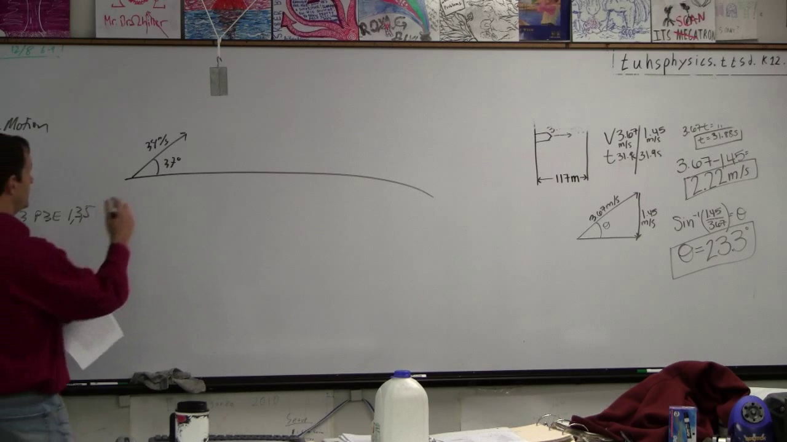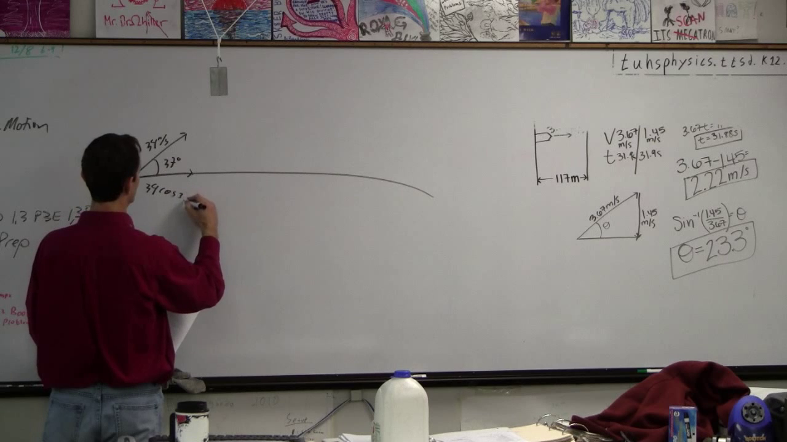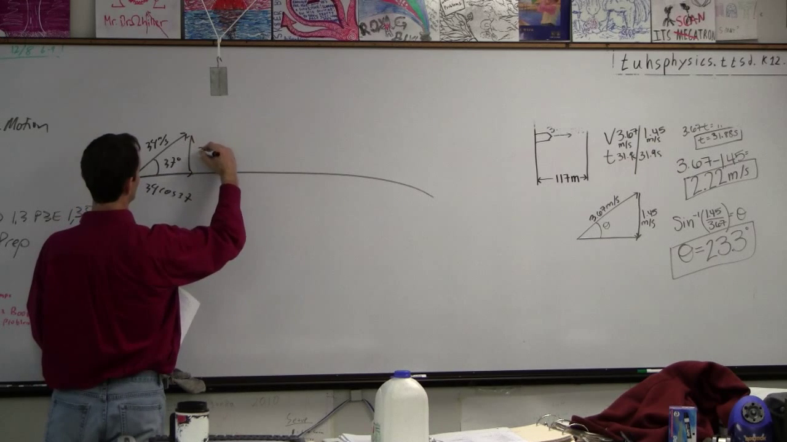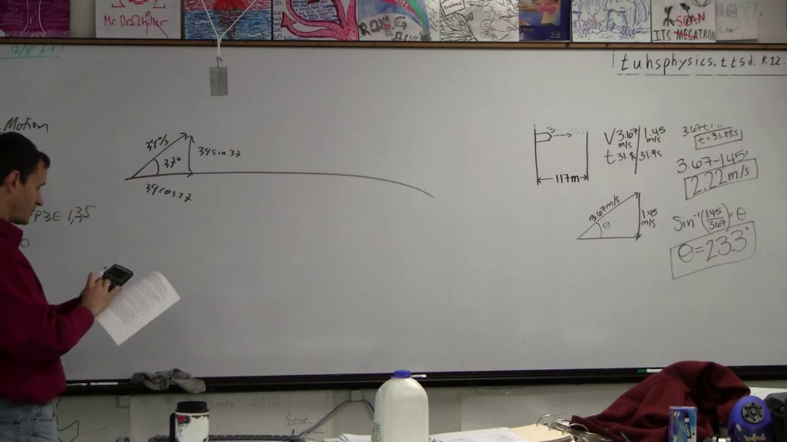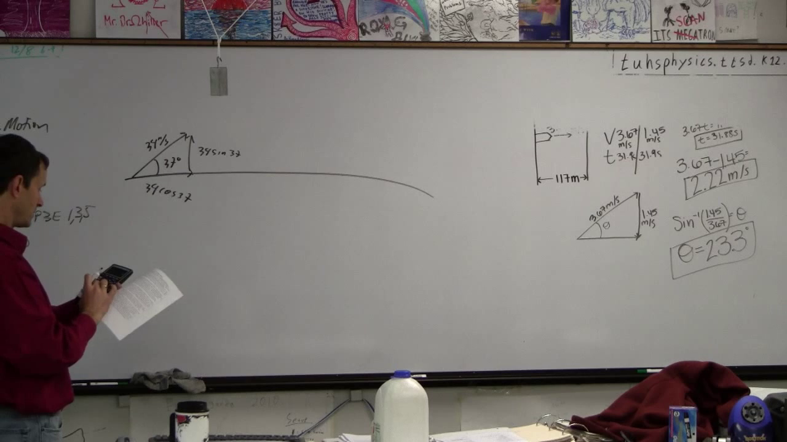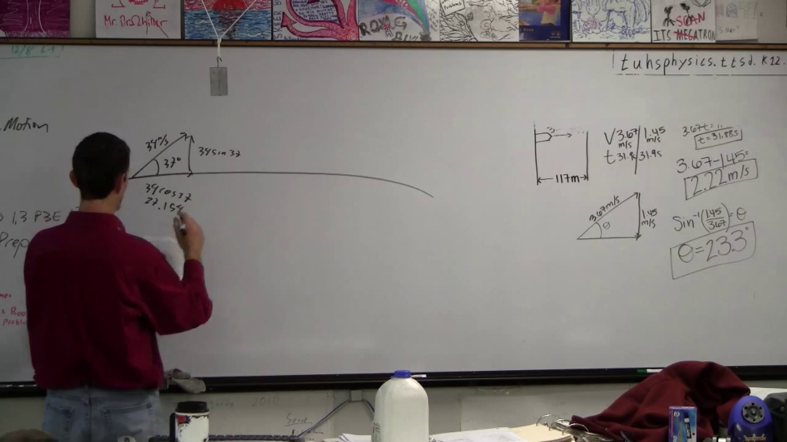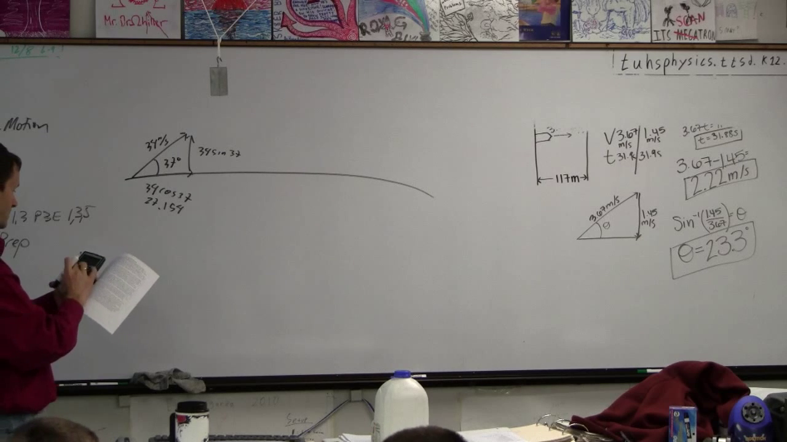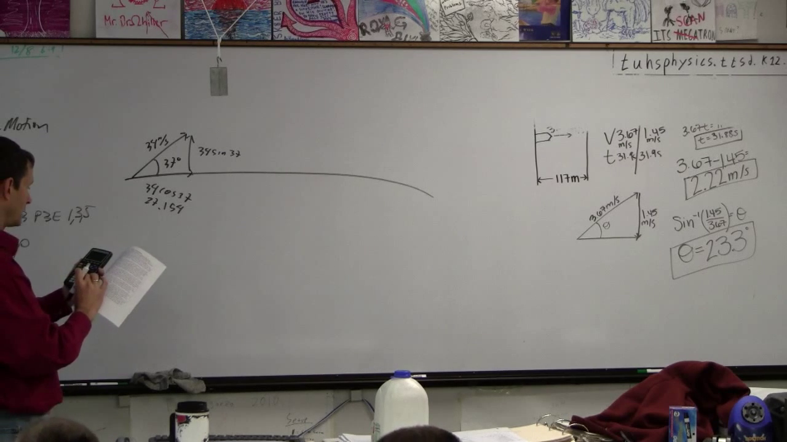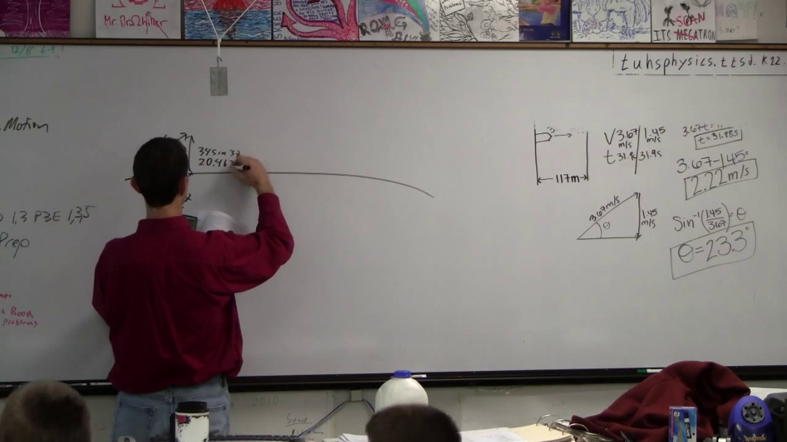So this component here is 34 cos 37, and this side here is 34 sine 37. So 34 cos 37 is 27.154. And then that side is 34 sine 37, which is 20.462.